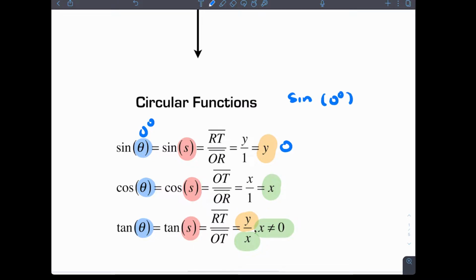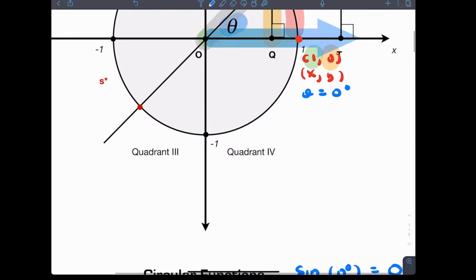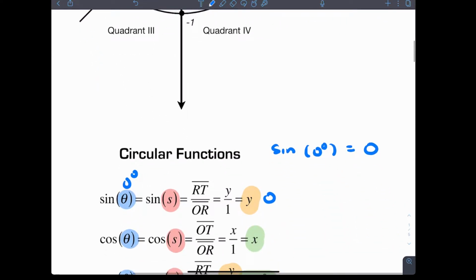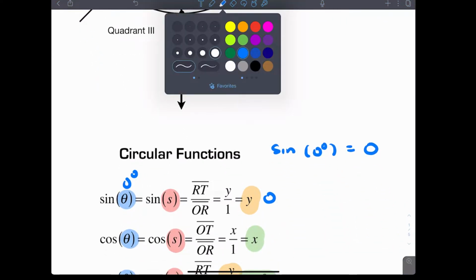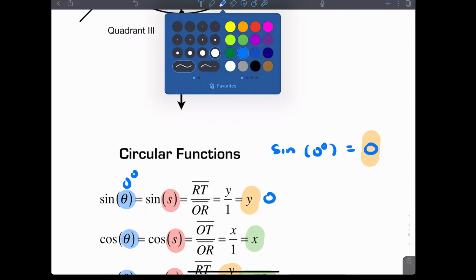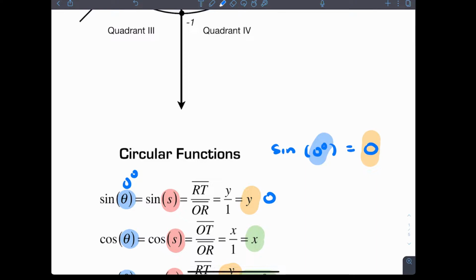Sine 0 degrees is what? 0, because that's the y-coordinate value, right? Do you guys believe me? Let's take a look. Isn't that the y-coordinate value? Ladies and gentlemen, you know what sine 0 is? It's 0. It's the coordinate value on that unit circle. Okay? And there you go.